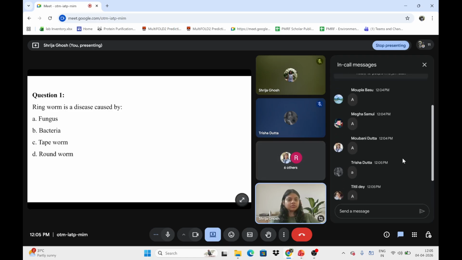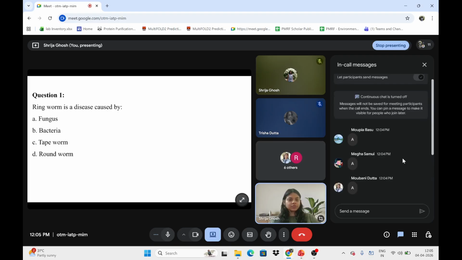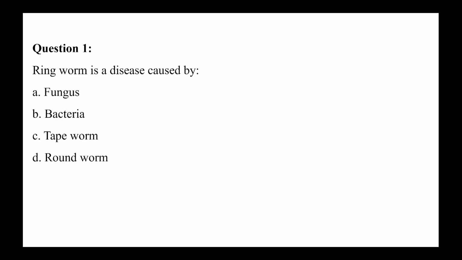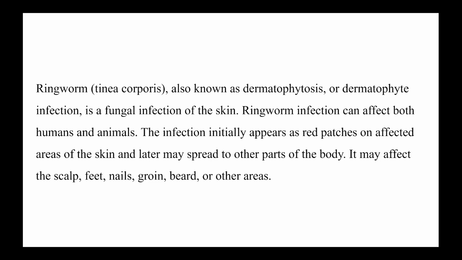Okay. I can see most of you have answered in the chat box. Option A, that is fungus. Let's see the correct answer. Fungus is the correct answer. So, ringworm is a skin disease that is caused by fungus. It is also known as dermatophytosis or dermatophyte infection. It's a fungal infection of the skin.